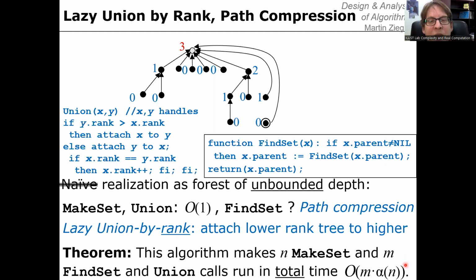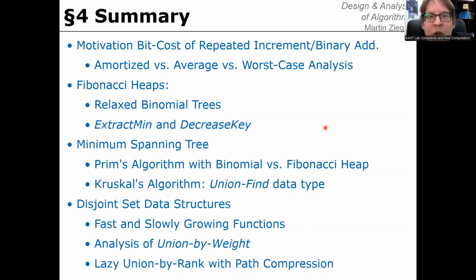So this is a very, very slowly growing function, and put differently, the lazy union by rank with path compression is an extremely efficient amortized realization of a data structure. So I see we're running out of time, so let me jump ahead and conclude chapter 4 with a brief summary.